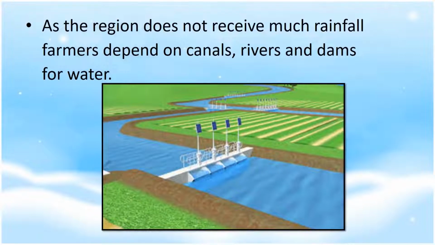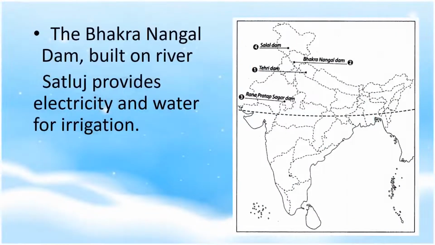As the Sutlej basin region does not receive much rainfall, farmers depend on canals, rivers and dams for irrigation. The famous Bakra Nangal Dam has been built on river Sutlej and provides electricity and water for irrigation. Irrigation means supply of water to land or crops through canals, dams, etc.